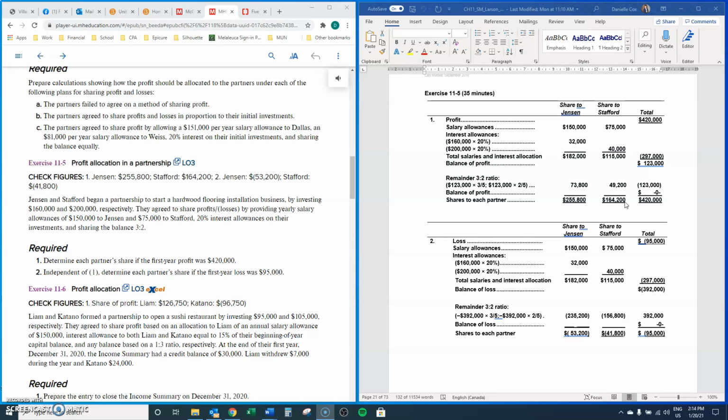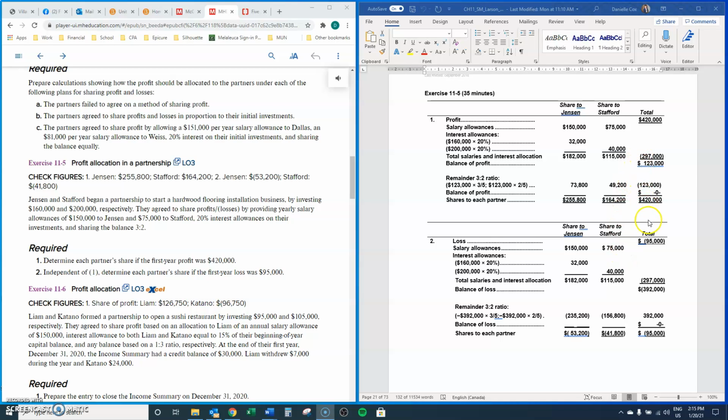In part 2, which is independent of part 1, the partners share if the first year loss was $95,000. So we do the exact same thing, except instead of $420,000, now we have a loss, so a negative $95,000. As you can see, the first two steps are exactly the same. We still give them their salary allowance. We still give them their interest allowance. So that $297,000 is the same as here.